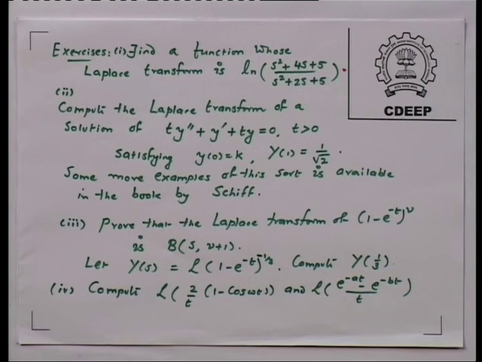The third exercise is pretty straightforward, but it is interesting. The Laplace transform of (1 minus e to the power minus t) raised to the power nu is a beta function. And so I am taking my nu to be minus 1/3 and I am asking for the value of the Laplace transform at 1/3.